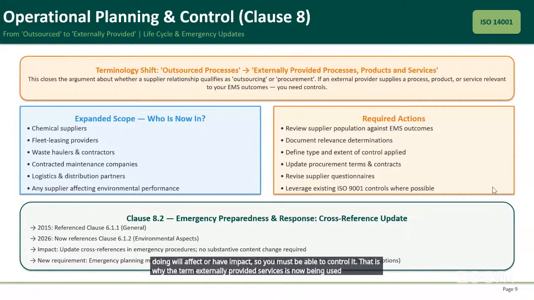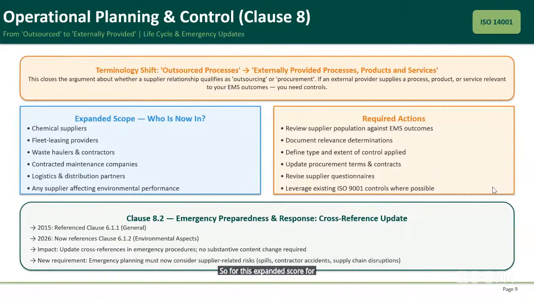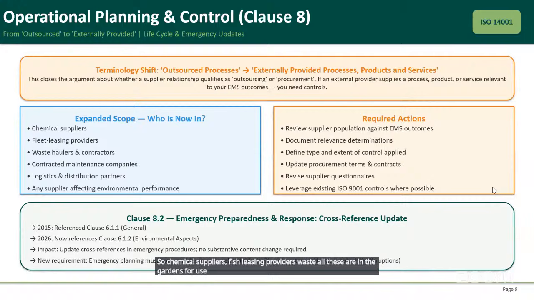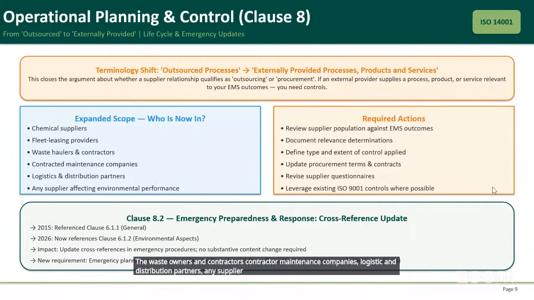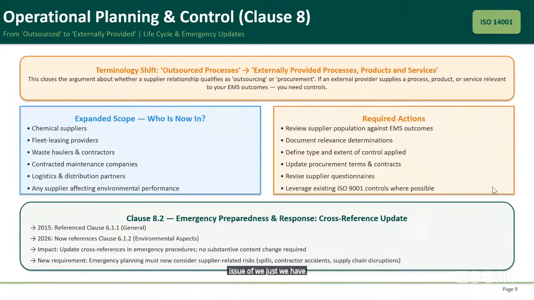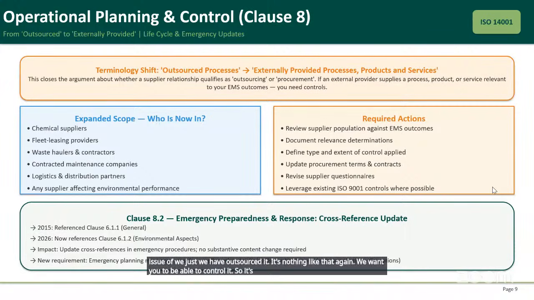So for this expanded scope for externally provided products and services: chemical suppliers, fleet leasing providers, waste, all these are in the guidance for use under the annex. The waste haulers and contractors, contractor maintenance companies, logistics and distribution partners, any supplier affecting environmental performance. So all this issue of 'we have outsourced it', it's nothing like that again. We want you to be able to control it. So it's part of your process, and that is what it is now.